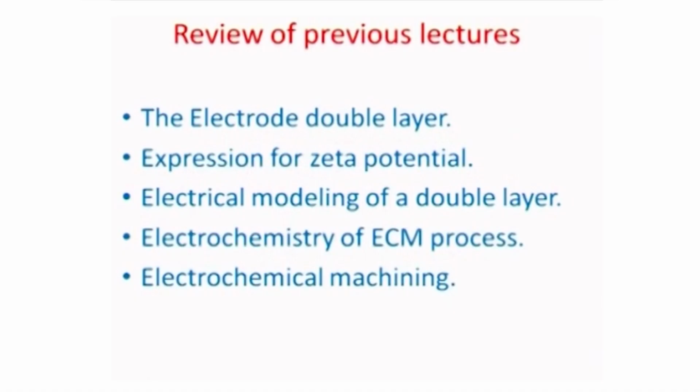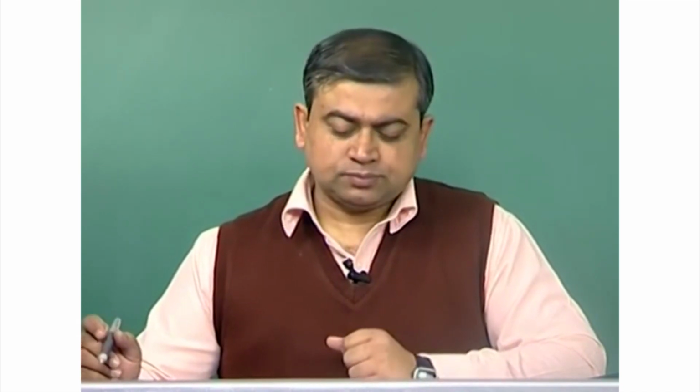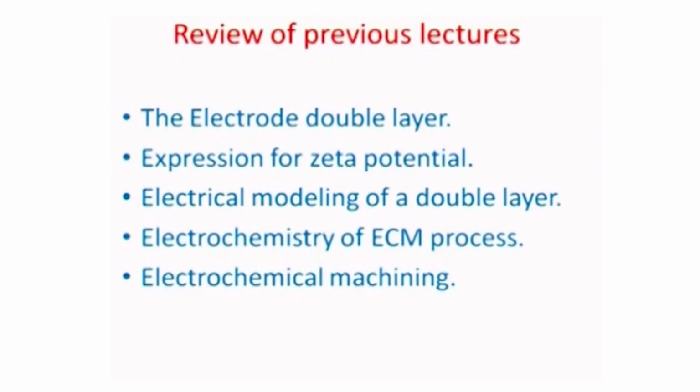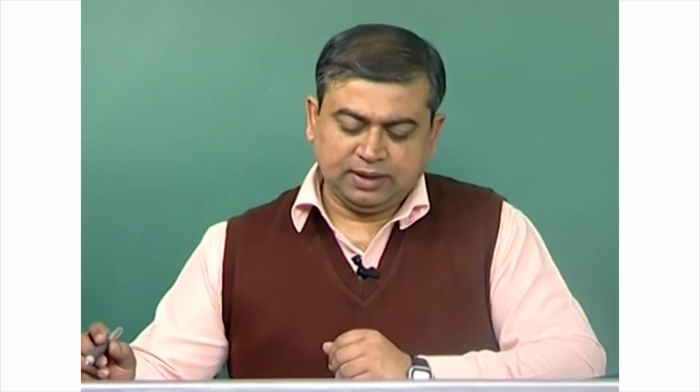So, a brief recap of what we did last time. We studied electrode double layer theory, the expression for the zeta potential that we tried to derive with respect to an electrode, where zeta potential is the potential generated by any surface, a solid surface, coming in contact with a solution. And then we modeled the double layer electrically, and tried to understand how potential varies with respect to distance x in a single direction from the electrode.